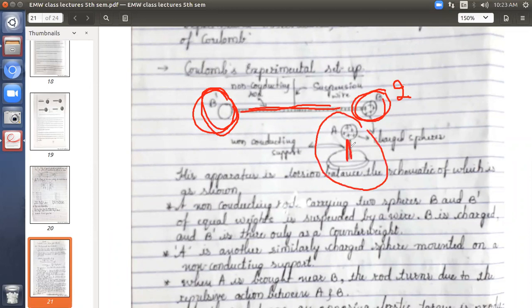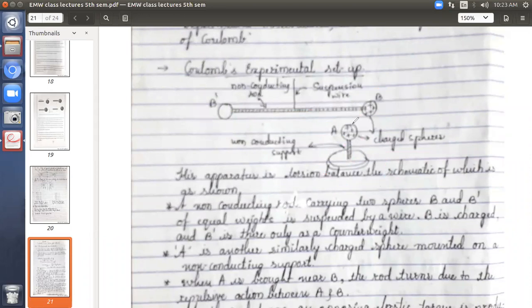Then there is one more sphere here, which is again mounted on a support which is not conducting. This should not affect your spheres. So this is another non-conducting support that is used, and this sphere is also positively charged. At first, both are positively charged, and what he did is he took this sphere near to B. What did Coulomb do?